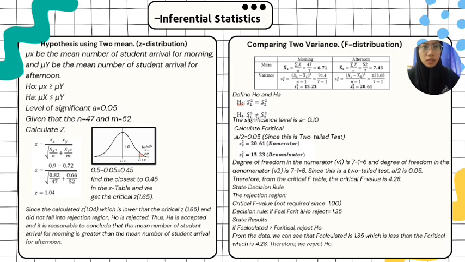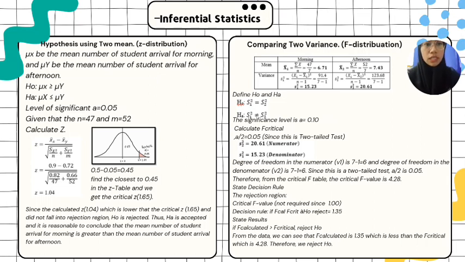So for hypothesis testing using two means, I will use the Z distribution. I will state that μX is the mean number of student arrivals for morning, and μY is the mean number of student arrivals for afternoon. Our hypothesis is H0: μX equals μY, and HA: μX is less than or equal to μY. For the level of significance, we will use 0.05, and our n is 45 and m is 52.